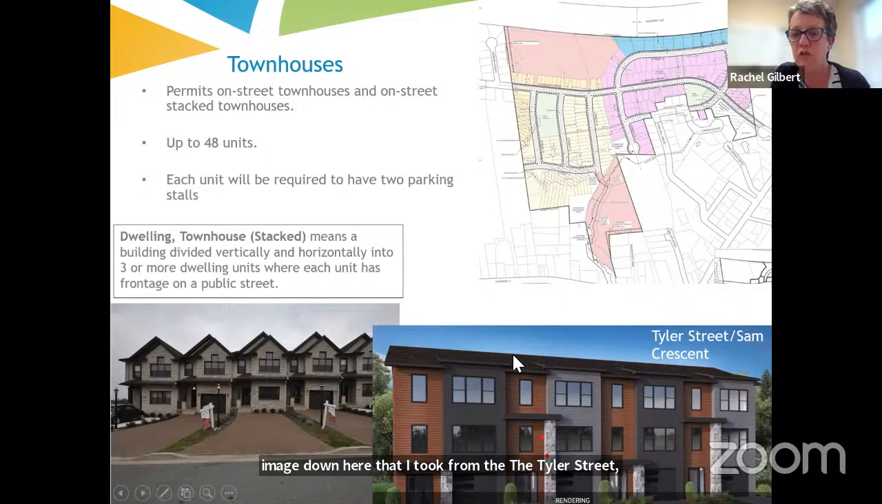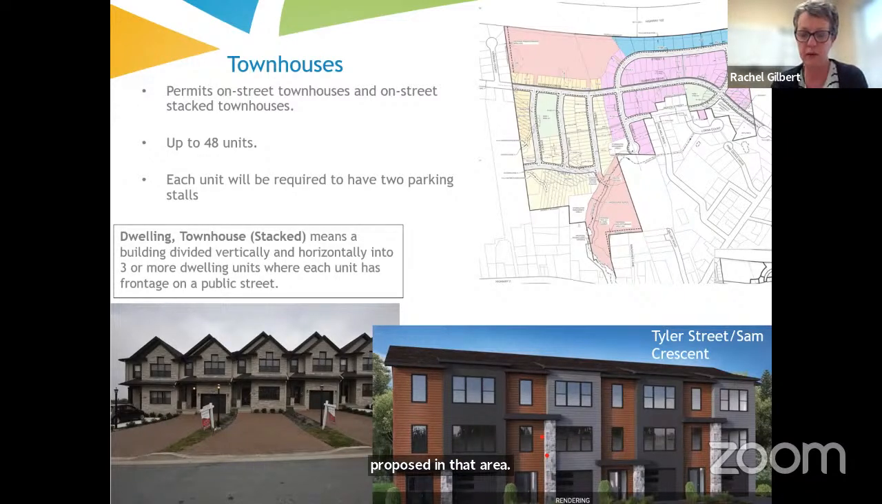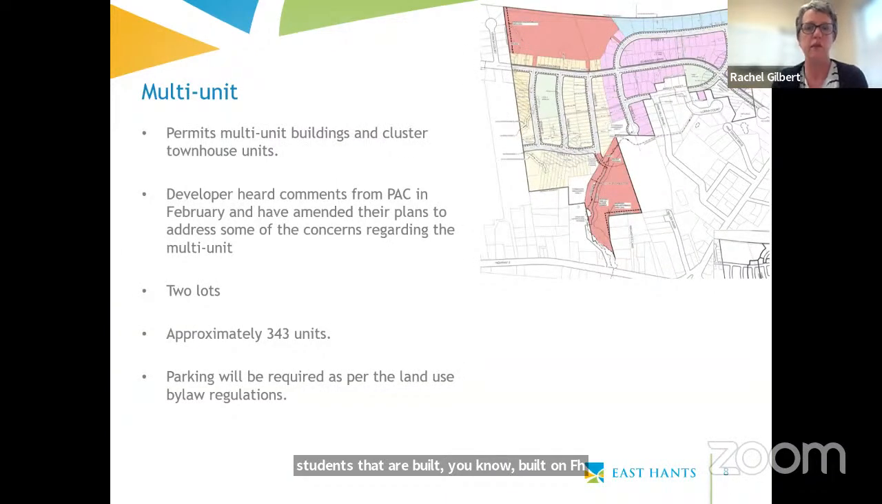I found this on Viewpoint, showing the types of townhouse dwellings that are being proposed in that area, just to give you a visual for some of the townhouse units that are being built on FH development lands now. So the multi-unit area, there are 2 areas. They're covered by this red area here and this red area here.